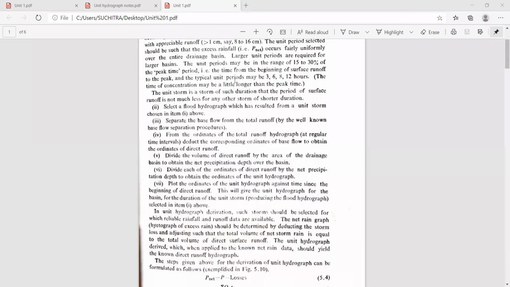So the volume of these direct runoff ordinates should be divided by the area of the catchment to get the net precipitation depth, in centimeters or meters. So again, each of these direct runoff ordinates should be divided by the net precipitation depth in order to get the ordinates of the unit hydrograph.